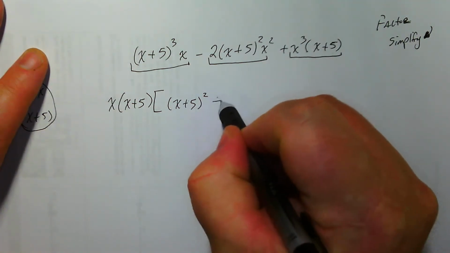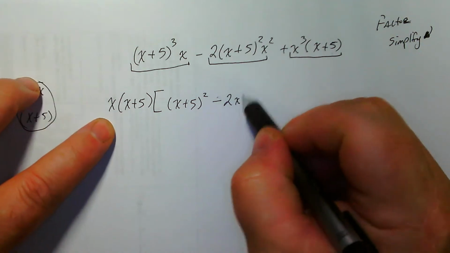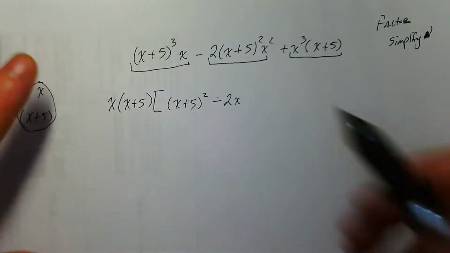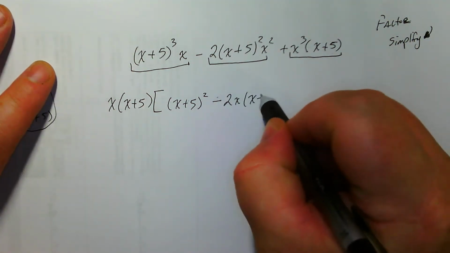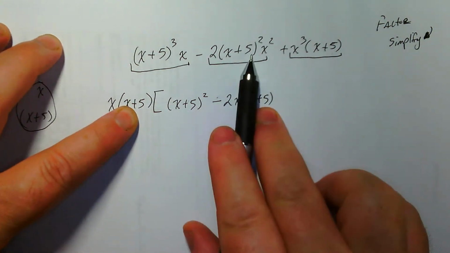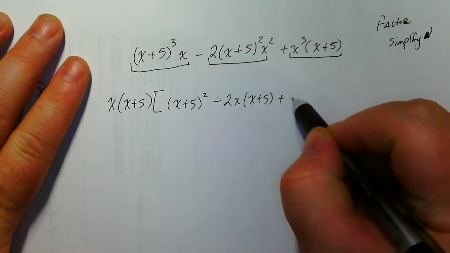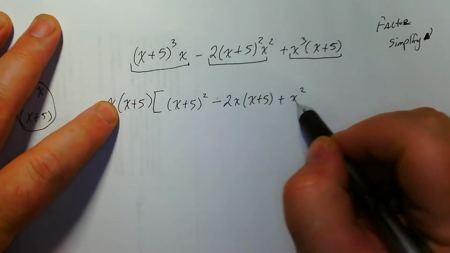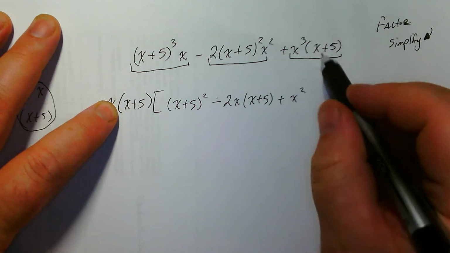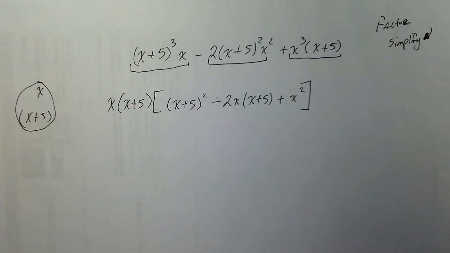Okay, now over here, I have a minus 2. I'm going to put the x first. x times x is x squared. I don't know why they wrote it like that, just to confuse people, I guess. That's just rude. And then x plus 5 times x plus 5 is x plus 5 squared, so we should be good there too. And then over here, x squared, because x times x squared is x cubed. And then that's it. Done. That is fully factored. It's factored all the way.